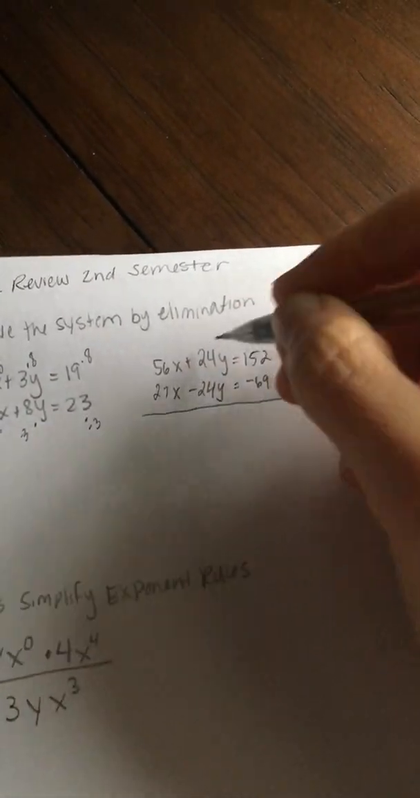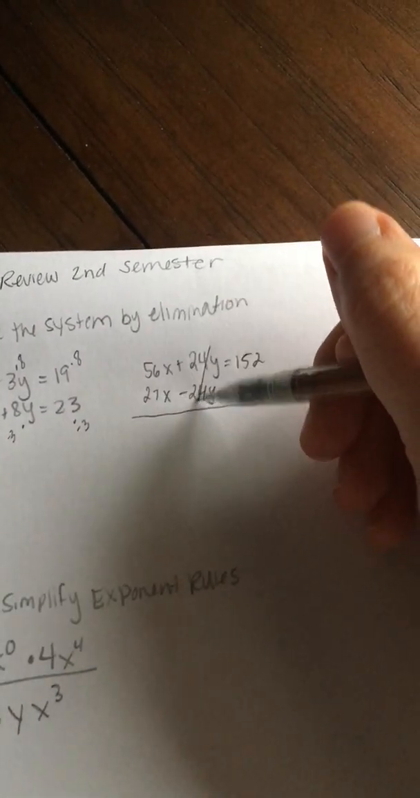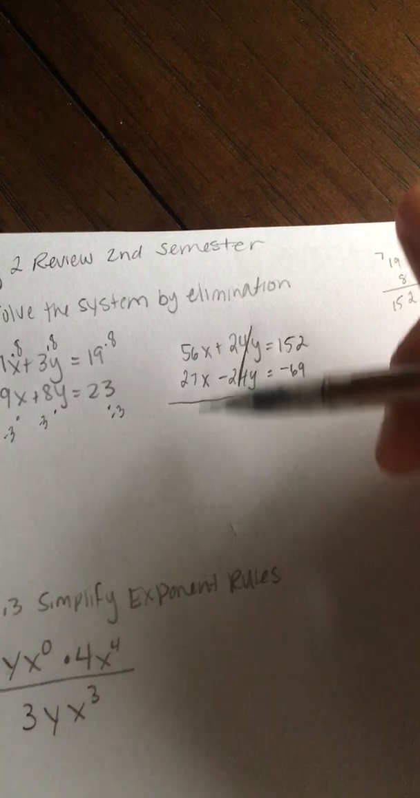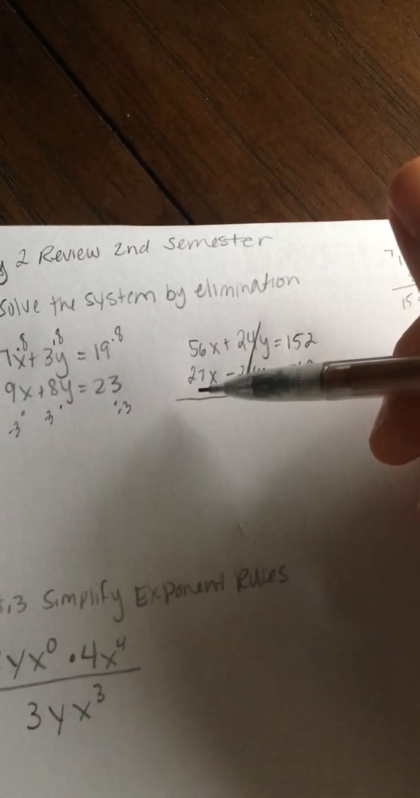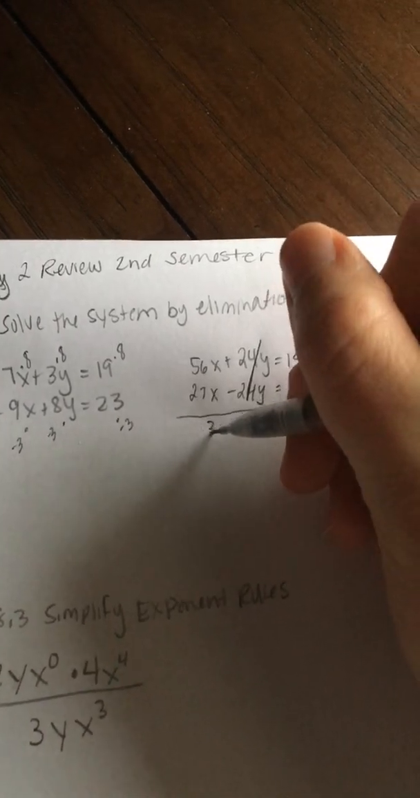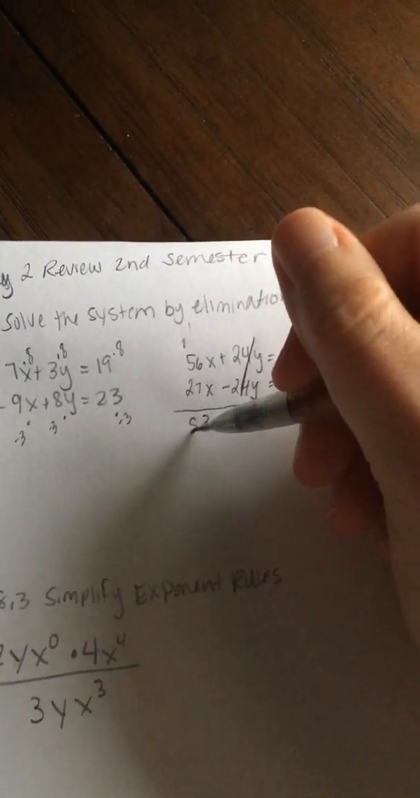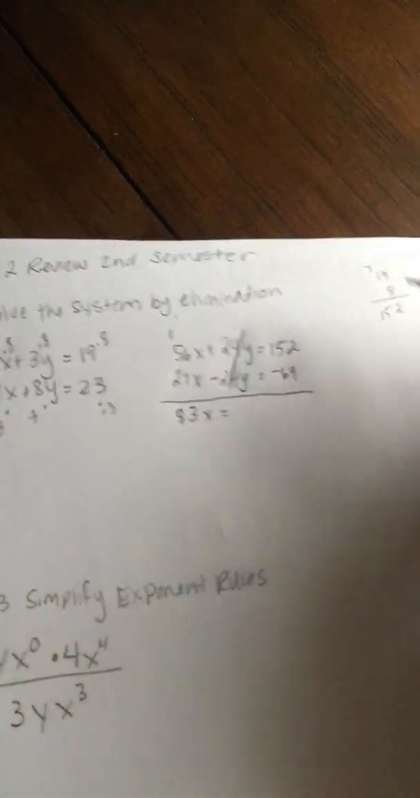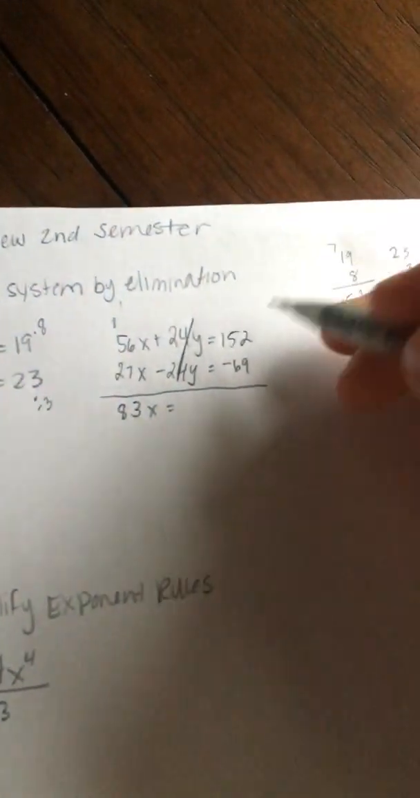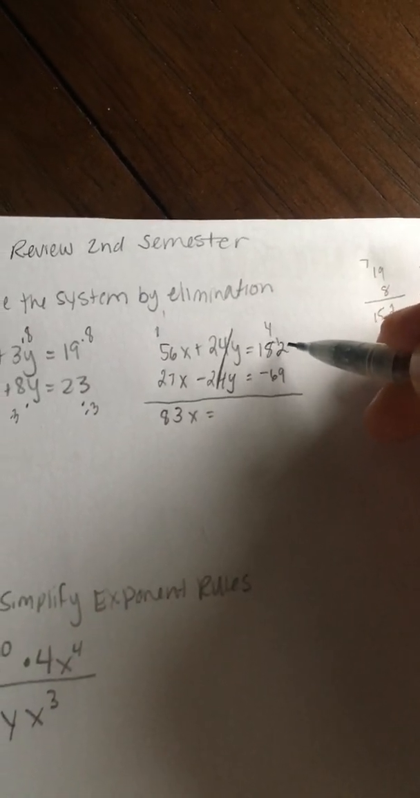Now, because I have my opposites, I can eliminate. 24 minus 24 is 0. That eliminates. I'm going to add here because they're like, or they're same signs. So I get 13, carry over the 1, 5, 6, 7, 8. 83x equals, I subtract over here, so I'm going to borrow. I'm subtracting because they have different signs.